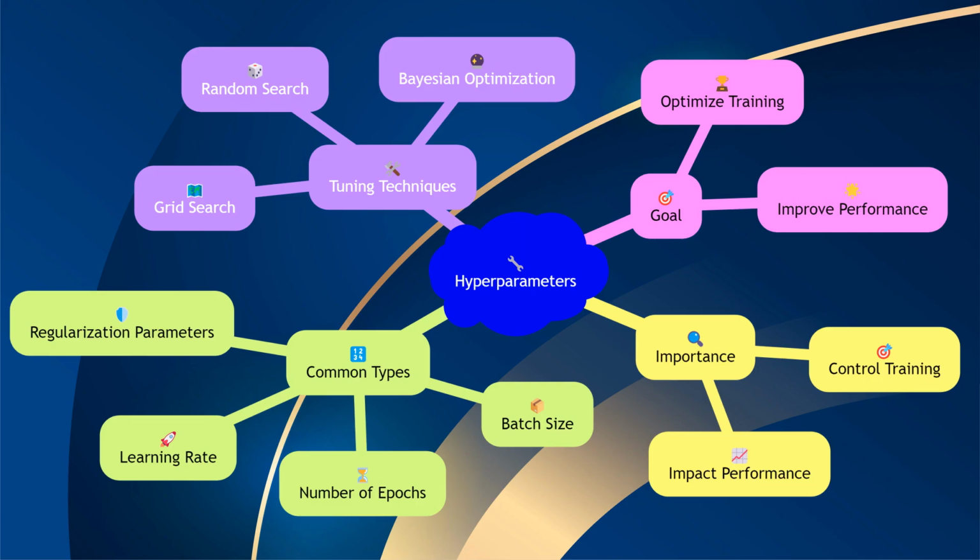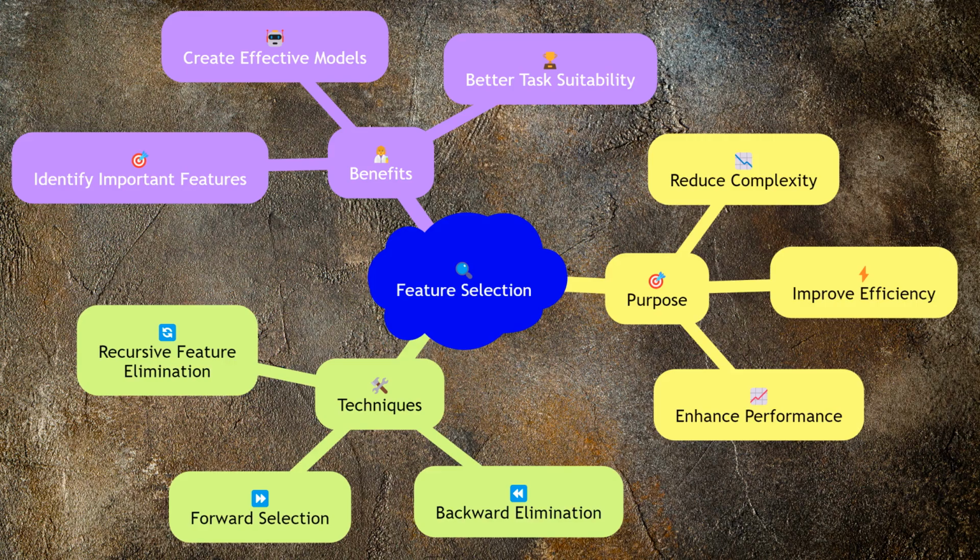Feature selection is another important aspect of the search space. It involves choosing the most relevant features from the dataset to include in the model. This can help reduce the complexity of the model, improve training efficiency, and enhance model performance. Techniques such as forward selection, backward elimination, and recursive feature elimination are commonly used to explore the feature selection search space. By identifying the most important features, data scientists can create more effective models that are better suited to the task at hand.